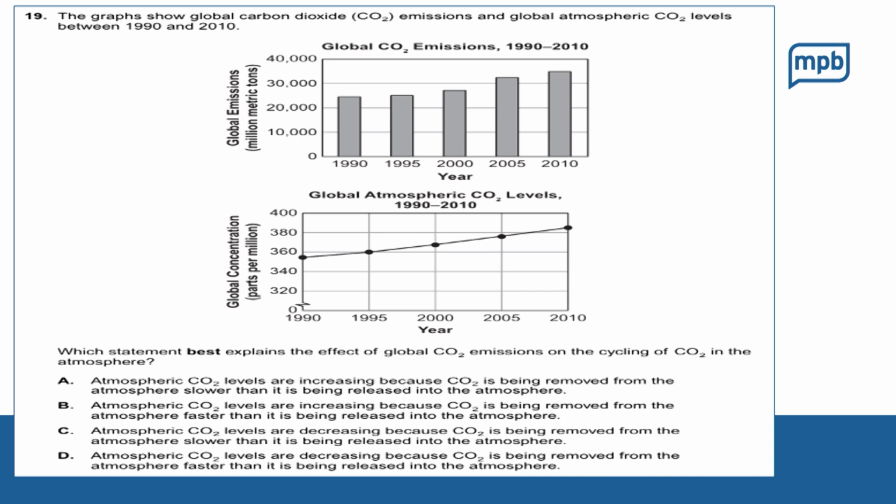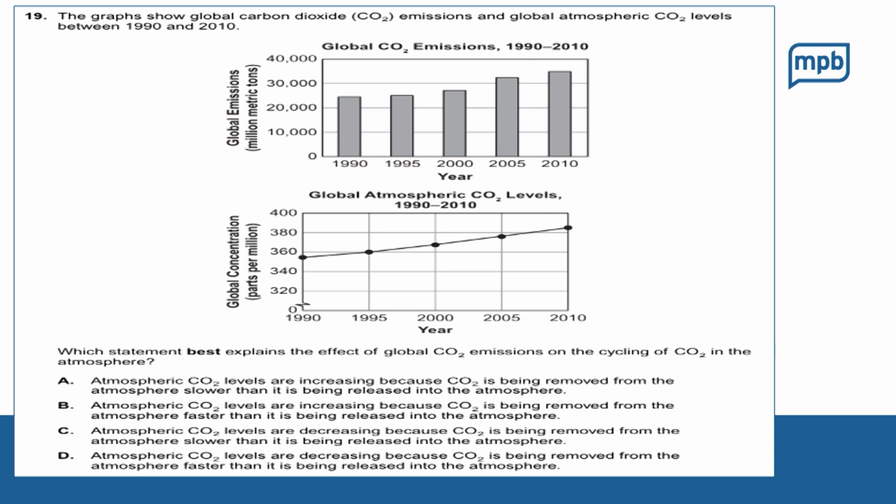All right, this says the graphs show global carbon dioxide emissions and global atmospheric CO2 levels between 1990 and 2010. Which statement best explains the effect of global CO2 emissions on the cycling of CO2 in the atmosphere? Okay, great. So let's read over these and see if we can find a good answer choice.